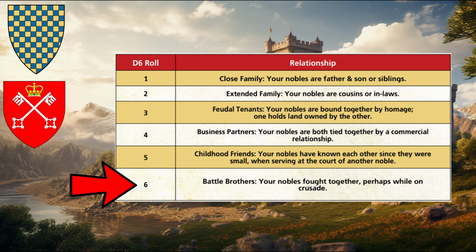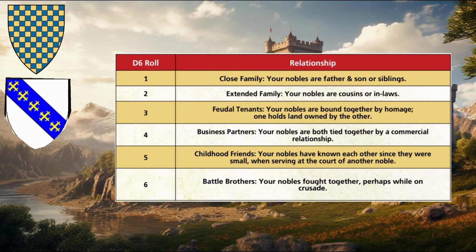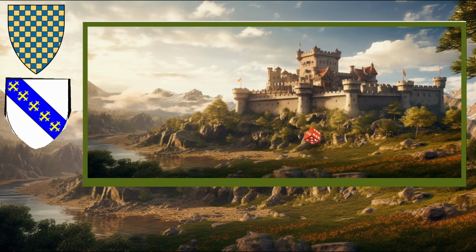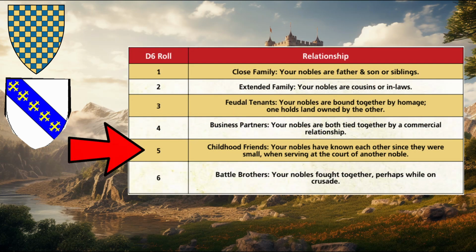Let's roll another die and check the relationship between our second banner commander, Eustace de Longham, and William de Warenne. Let's go again to our die roll and see. We roll a 5. Let's see what 5 means. A 5 means childhood friends: your nobles have known each other since they were small, when serving at the court of another noble.